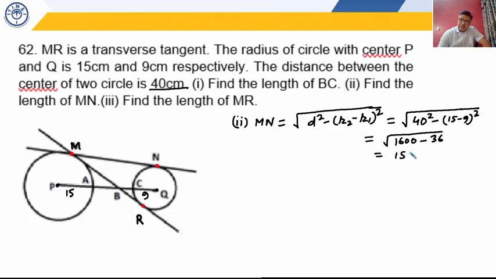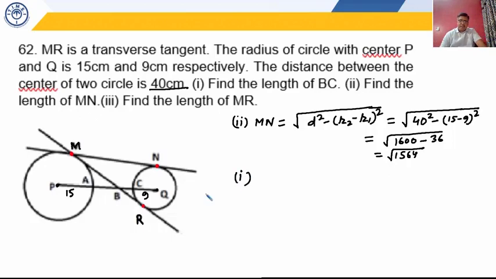This is 1564. Alright. The length is the square root of D square minus (R2 minus R1) whole square, where the distance is 40 and R2 and R1 are 15 and 9. This is the length of the direct common tangent.